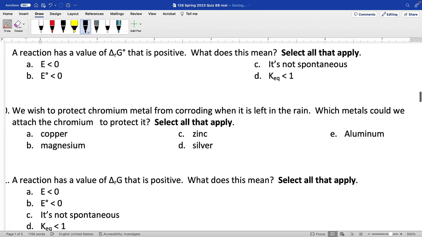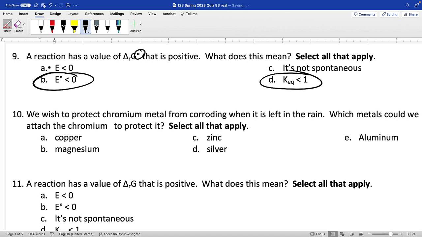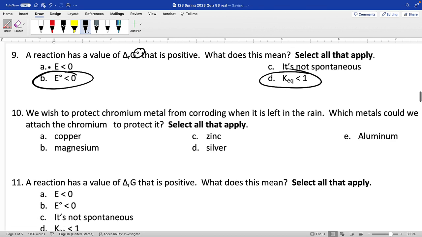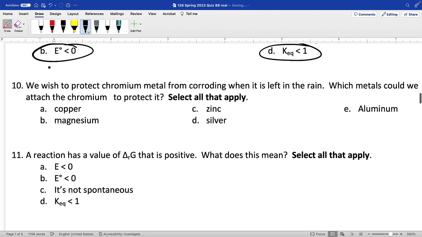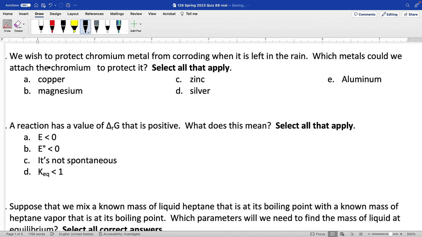Okay, a reaction has a delta G standard that is positive. What does that mean? So we know we can link delta G standard to E standard. So this is not a very good reaction. Delta G standard is positive, so K is going to be less than one, but also it's going to have a standard potential that is less than zero. So at equilibrium, we have a lot of reactants, not products, and the standard potential of the cell would be negative.